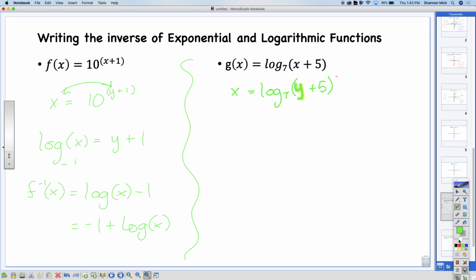Okay, so what's my base? 7. 7 to what power? X equals 7 to the y, plus 5. And then what? Subtract 5 from both sides. So g inverse of x is 7 to the x minus 5.